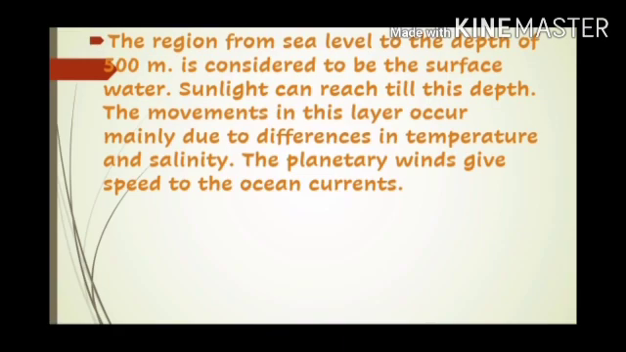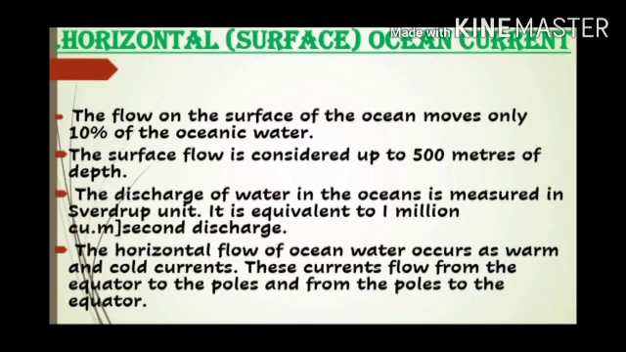The movements in this layer occur mainly due to the difference in temperature and salinity, and the planetary winds give speed to the ocean current. What are the main reasons for movement in surface current? It is temperature, salinity, and the planetary winds. Because of the winds also, water gets movement. Surface ocean currents are also called horizontal ocean currents.